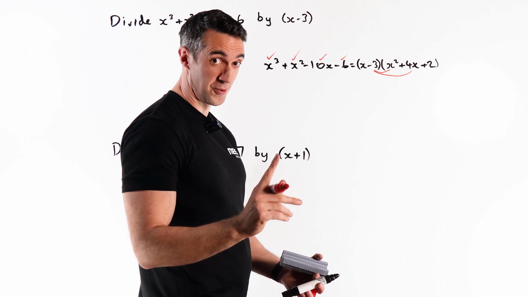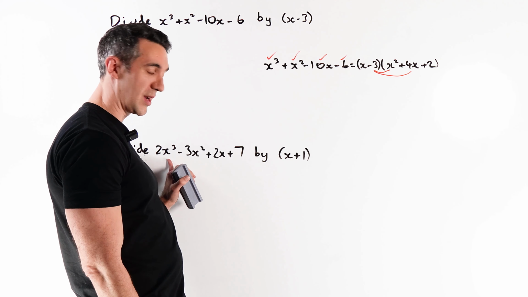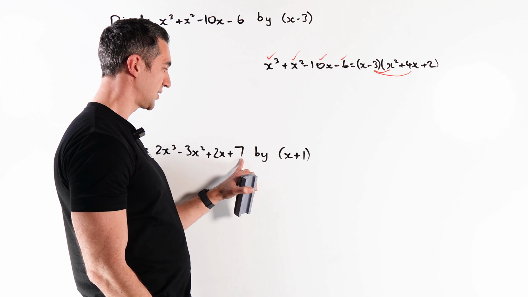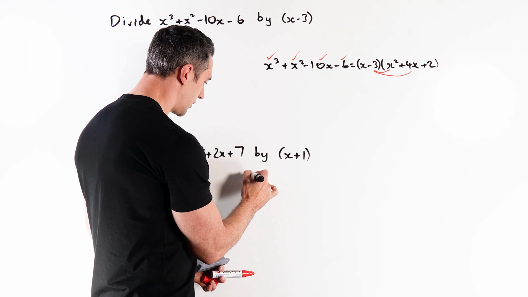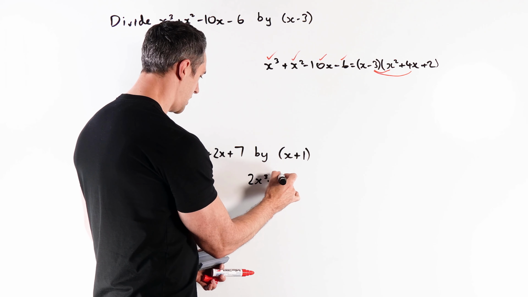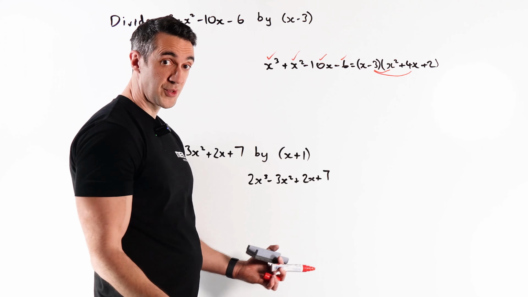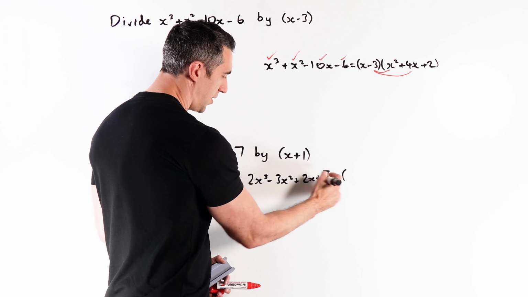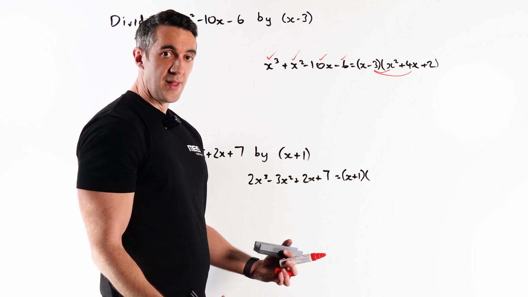So we're going to have another go, and we'll see if you guys can start getting the deal with what we're doing here. So I've got 2x cubed minus 3x squared plus 2x plus 7. I'm going to divide it by x plus 1. So I'm going to write out my cubic first. So I've got my 2x cubed minus 3x squared plus 2x plus 7. I'm just putting my equals in. I put my x plus 1 that I'm dividing by. And then off we go.